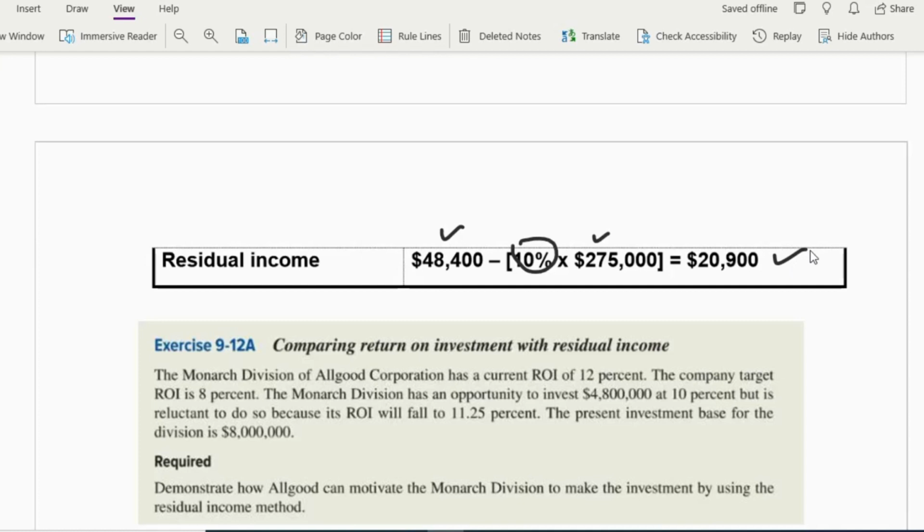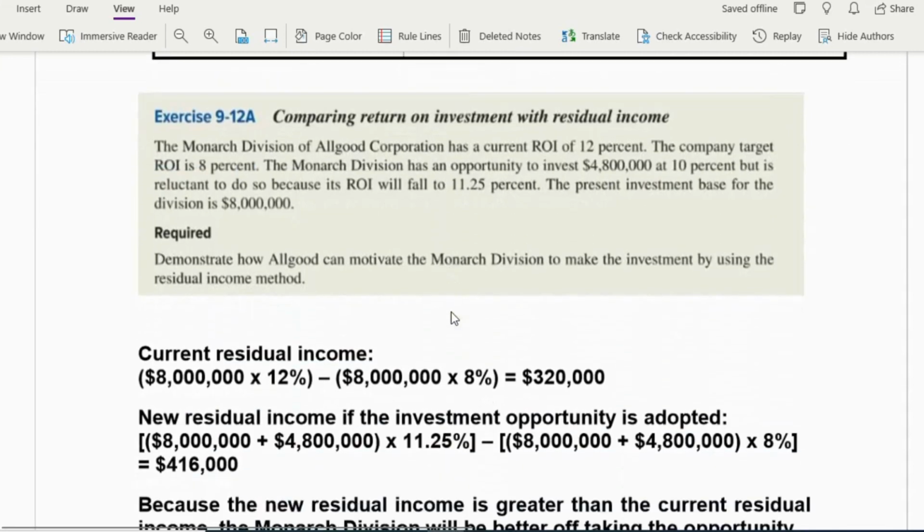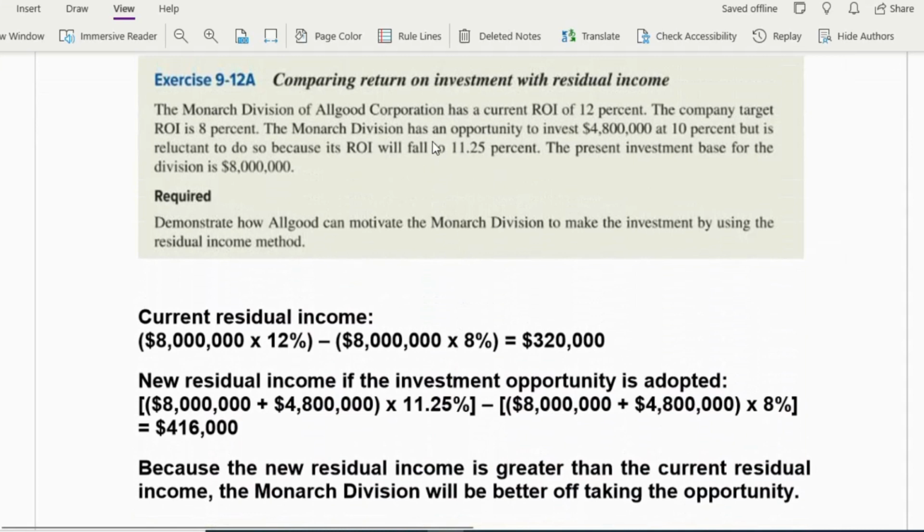So there are different ways to find out the missing facts and figures. You can use any of the formulas. You can find out any of the missing facts first and then try to resolve the remaining facts and figures. Let's solve this exercise. This is exercise number 9-12, and we will be comparing return on investment with the residual income.